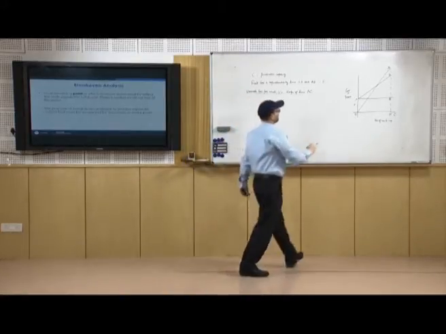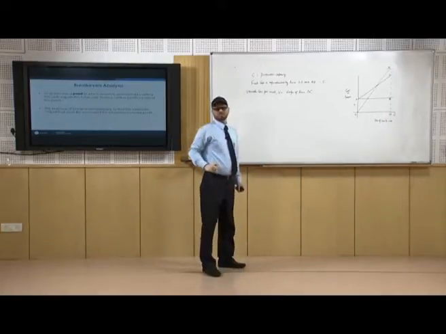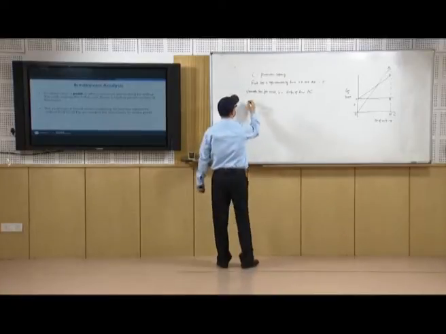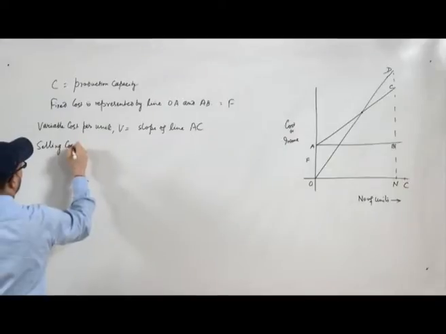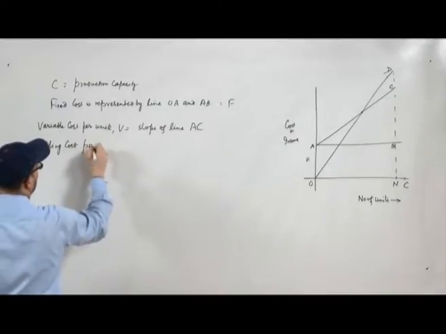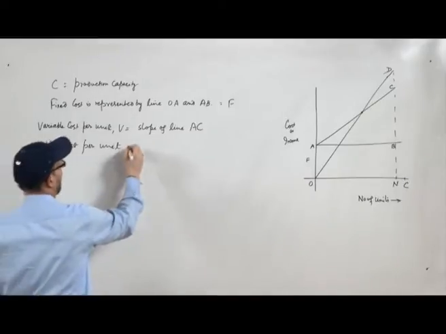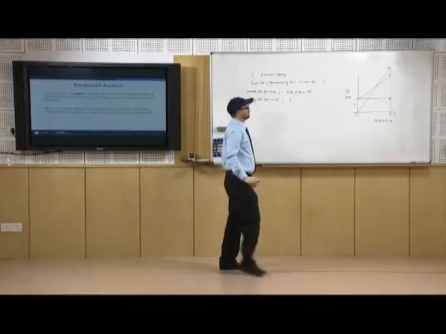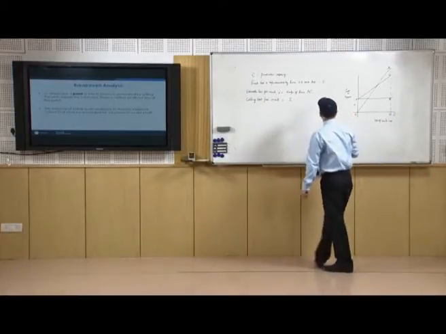Now, we have OD as the income line. So, if we have the selling cost per unit, we can have it as S. So, the selling cost per unit will be nothing but the slope of this line OD.